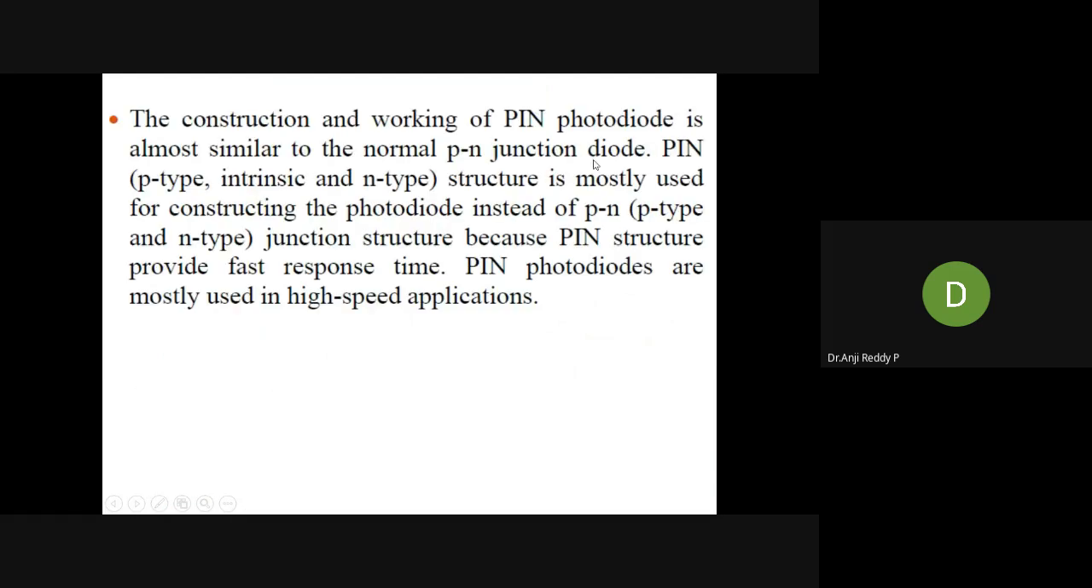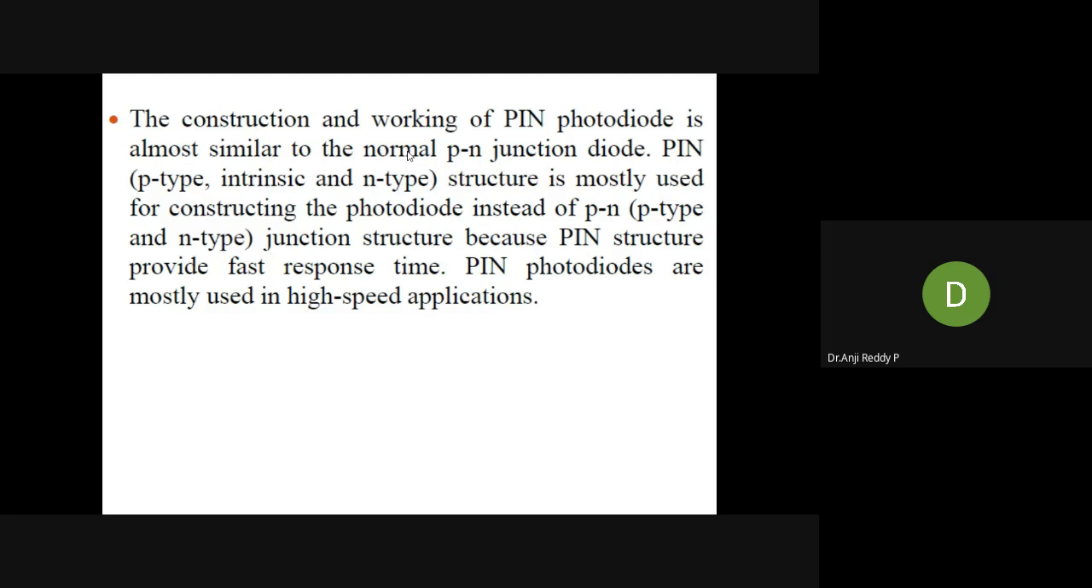And the next point, what do we have? This is almost a similar structure to the PN junction diode, but in a PN junction diode we have only two regions, a P region and an N region. But this has three regions: P-type, intrinsic, and N-type. This PIN structure has a fast response time. That's why we use this in high-speed applications.